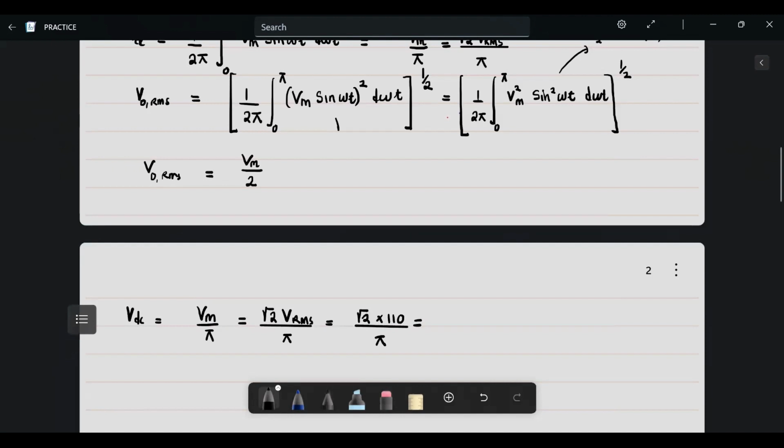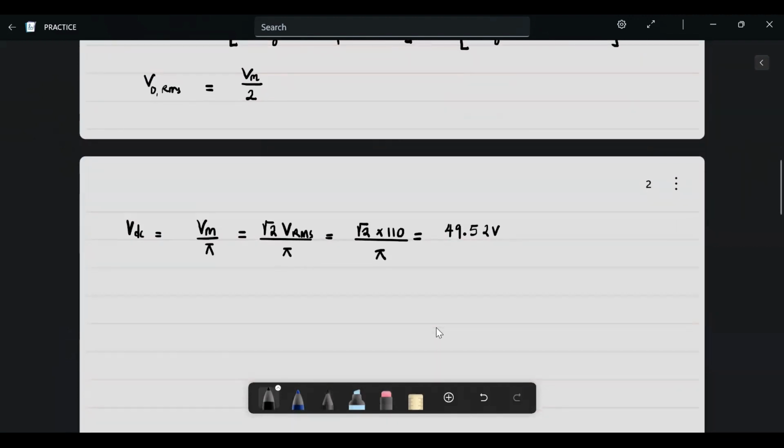So how much is that? I do not have my calculator, but I can use my phone. 110 times √2 divided by pi, right? This gives me about 49.52 volts. So this is the output DC voltage, the average. Now since we have the output DC voltage, we can also find the output DC current.